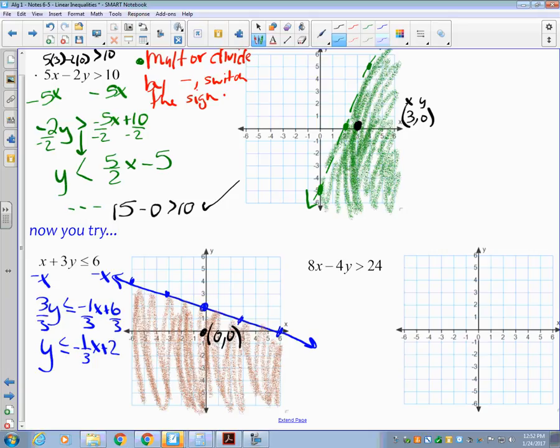So when I put in 0 plus 3 times 0, is that less than or equal to 6? So 0 plus 0 gives us 0, and that is less than or equal to 6.